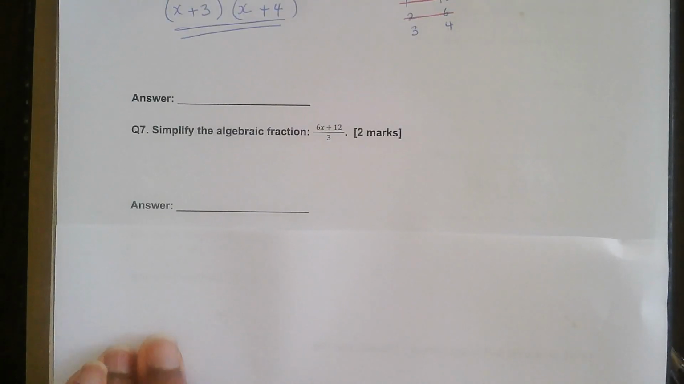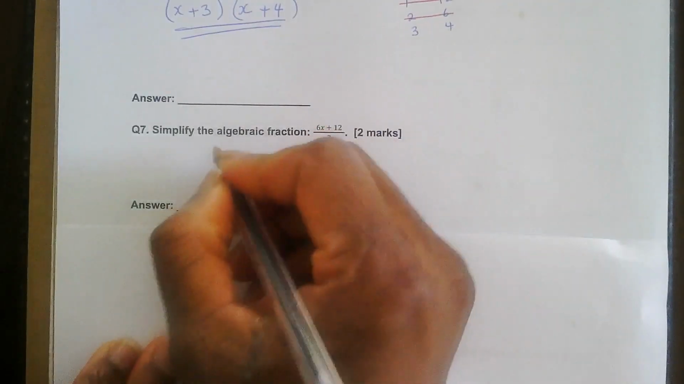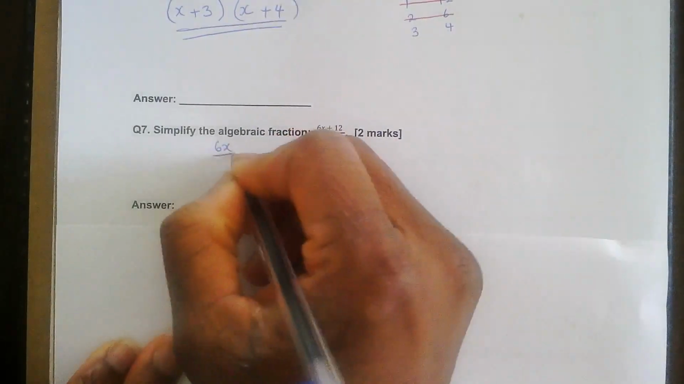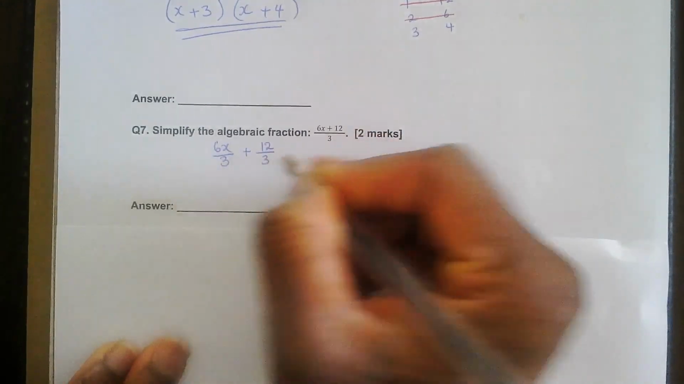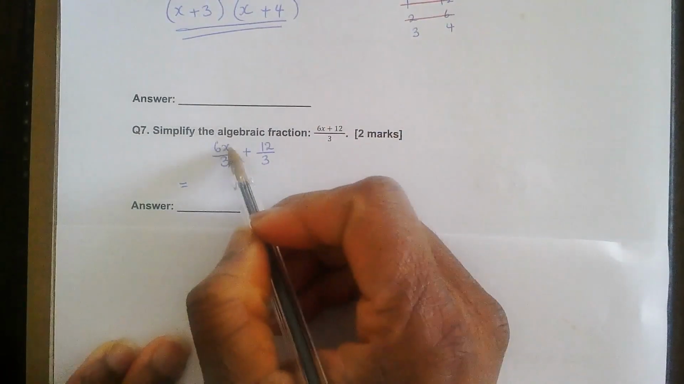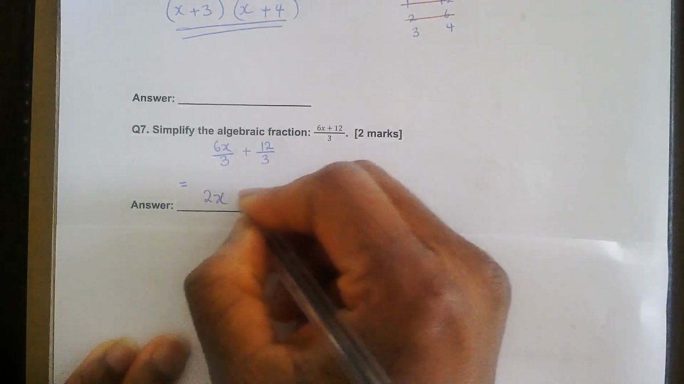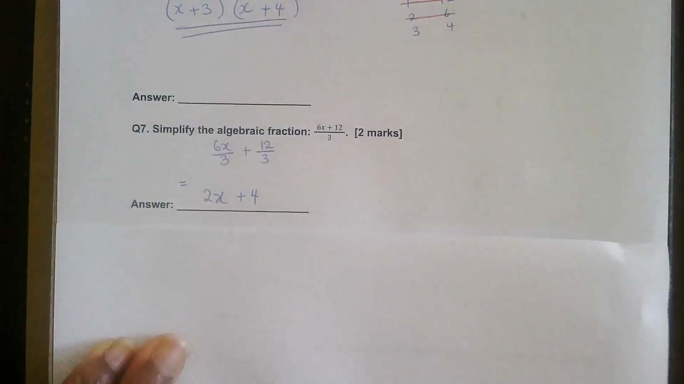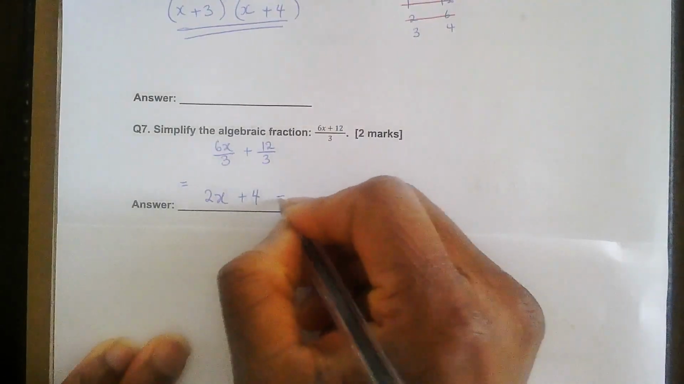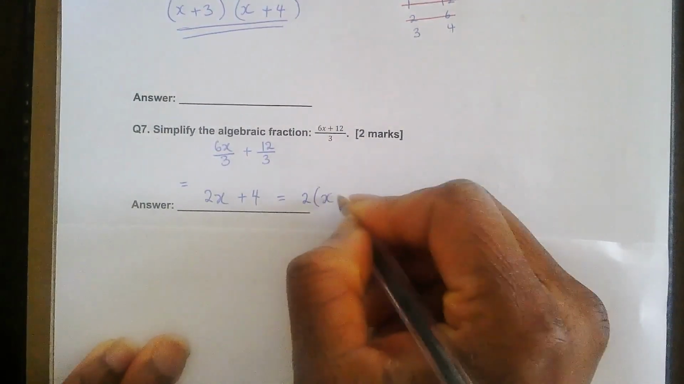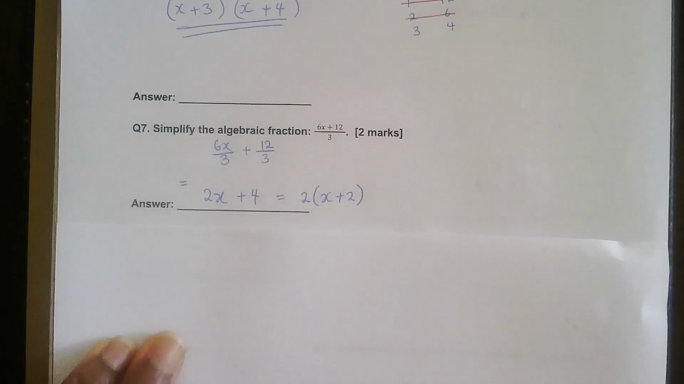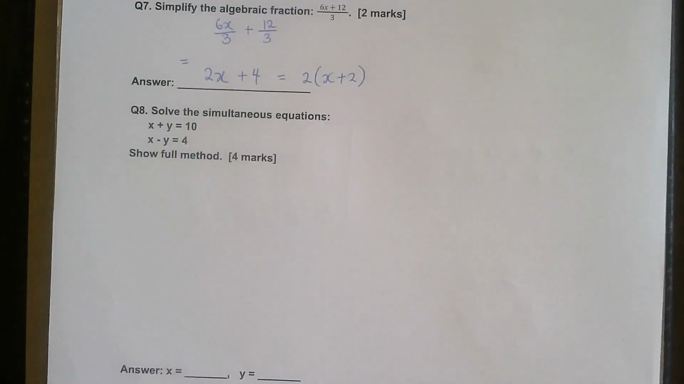Question 7. Simplify the algebraic fraction (6x + 12) all divided by 3. Well, we can rewrite this as 6x over 3 add 12 over 3. And that would give us 6x divided by 3 is 2x and 12 divided by 3 is 4. We can leave our answer as this, or we can factorize and we would end up with 2 multiplied by (x + 2).